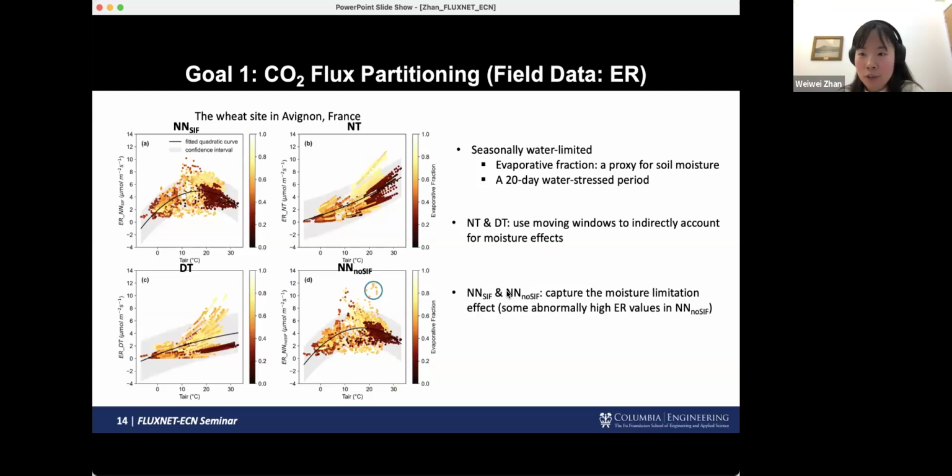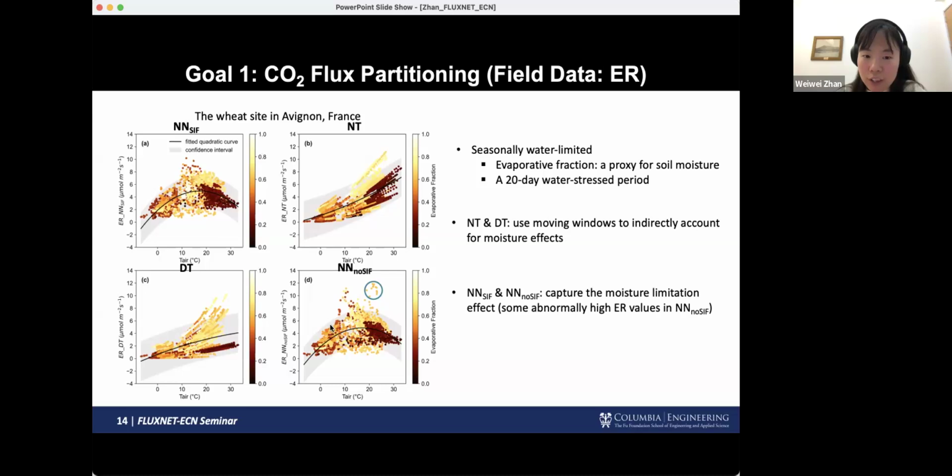Another thing I wanted to mention is regarding water stress. Here the Avignon site is a seasonally water-limited site. In the records captured by the eddy covariance data, there is a 20-day water stress period, as indicated by those dark points here. The points are colored by evaporative fraction, which is a proxy for soil moisture, because for this site we do not have soil moisture measurements available.